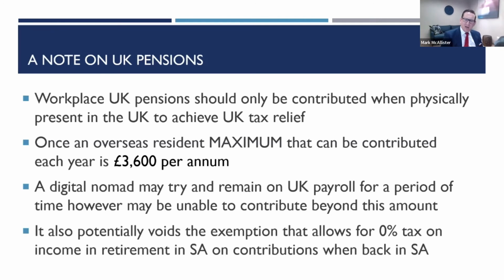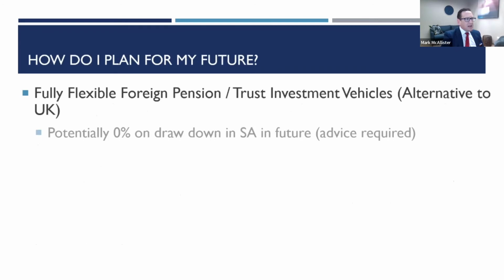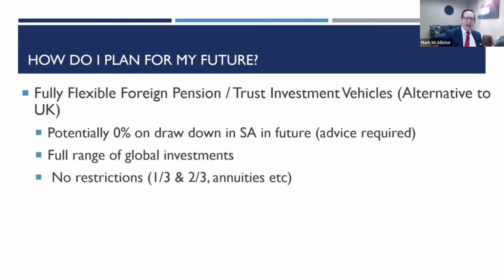So be made aware that any contributions you make into a UK workplace pension, as an example, or a foreign pension that was employed pension money, when you come to draw that money out, those contributions that you've made directly to it when you're in South Africa won't get the 0% exemption that I talked about at the beginning. So it can muddy the waters slightly. So again, think about it and get some advice before you dive into that, or think that that's an easy solution.